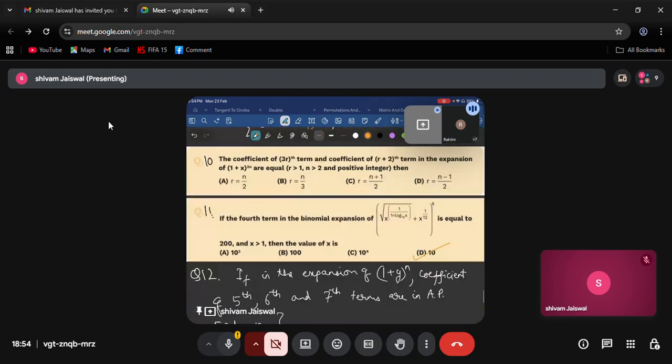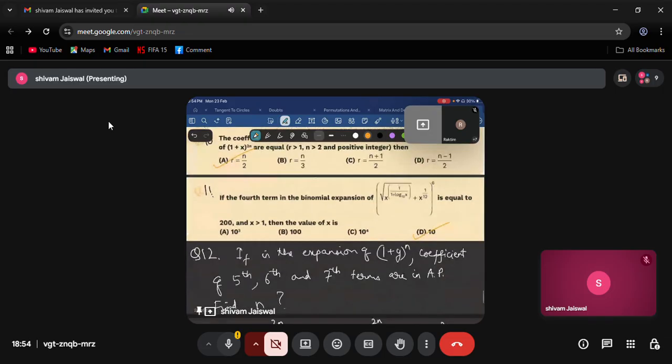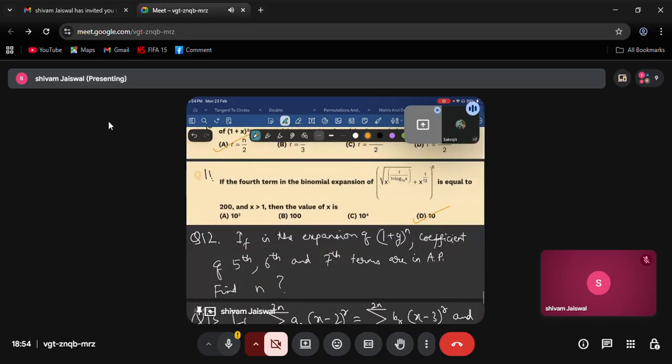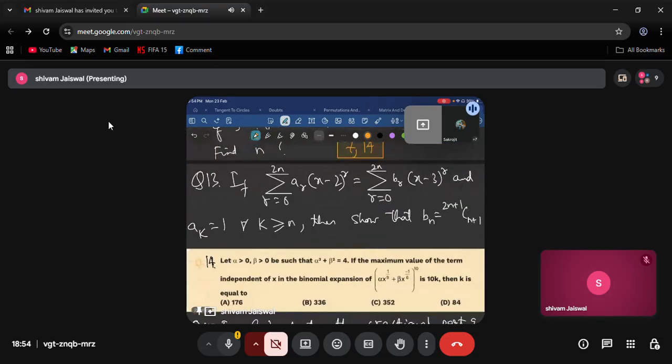Let us move on to question number 10. 10 is option A. Anyone having any doubt? Tell me. No, sir. 11 is D, I have already told. Number 12 is n equal to 7 and 14. Anyone having any doubt, you can ask me. Number 13 is a proof problem. Can I solve this, sir? Okay, let us solve.